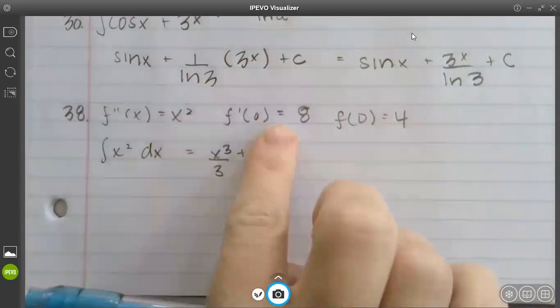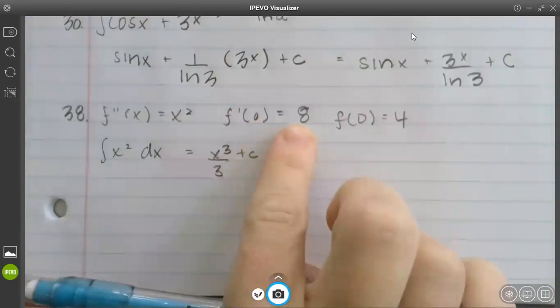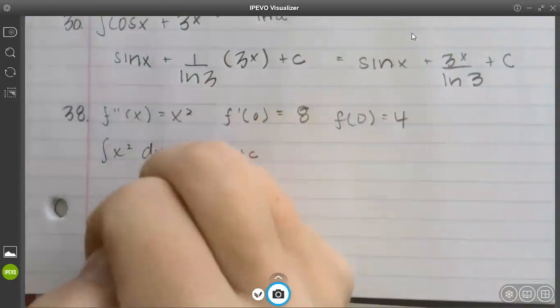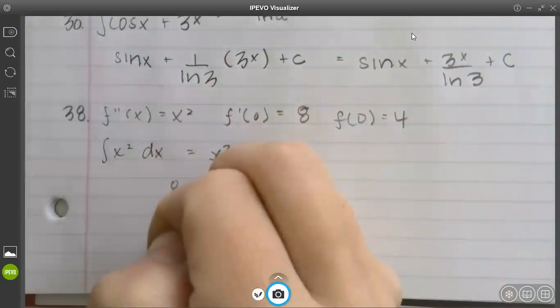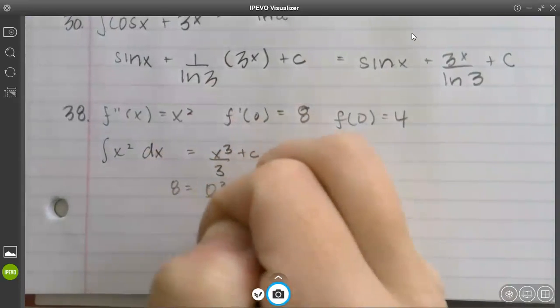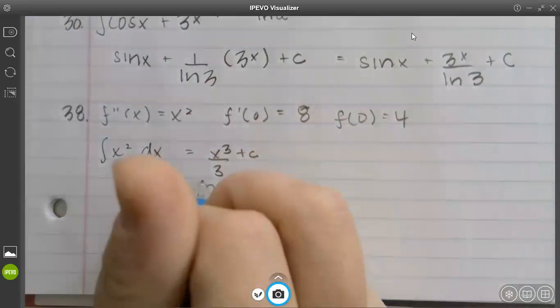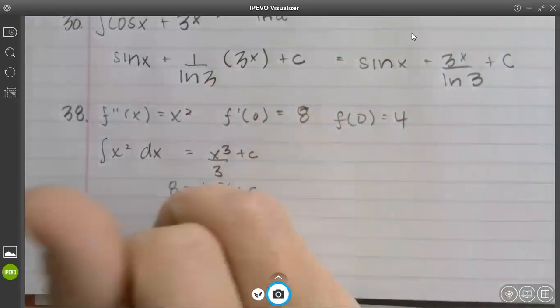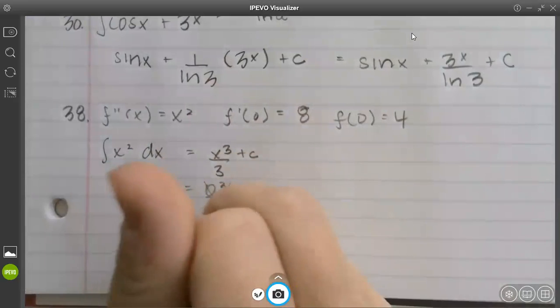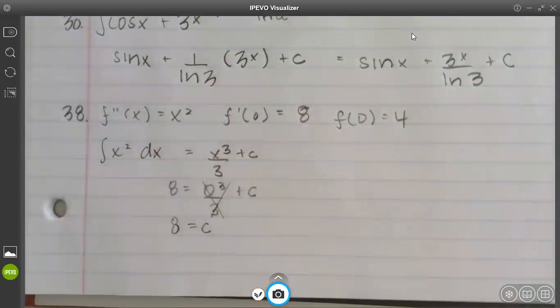And then it tells you that if you plug in 0 for x, you should get 8. So that's what I'm going to do right here. I should get 8 if I plug in 0 for x. This becomes 0 and doesn't matter. So I get 8 equals C. That goes right up here with this.